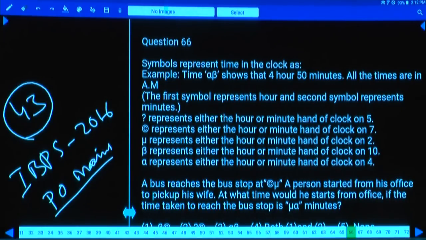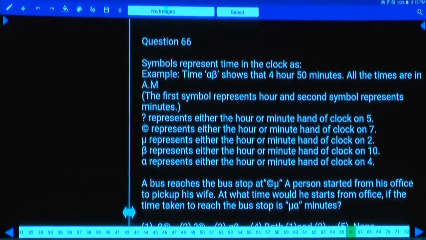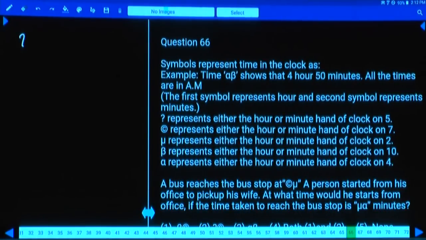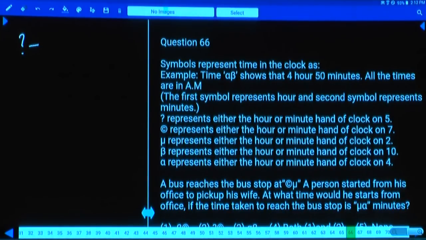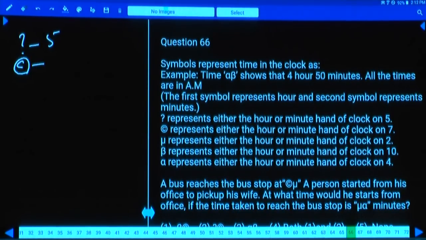Now it is a combination of what? Combination of coding and decoding at the same time, symbols and notation. Now what is the information given here? Copy, and question mark stands for either the hour hand or the minute hand of a clock is at 5. And the next one, copyright, is at 7. Hour or the minute hand is at 7. And mu stands for, it is at 2. And beta stands for 10.